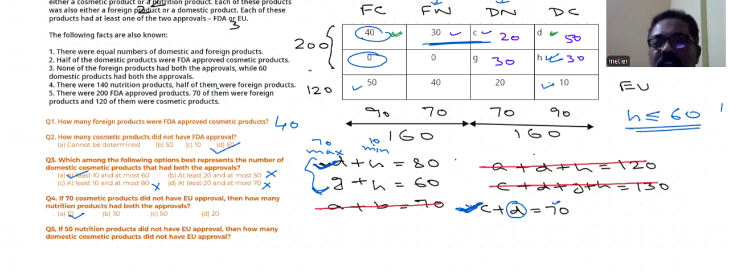Before marking the answer, I just wanted to have a cross check here whether the sum is coming 200 or not. 40 plus 30, 70, 70 plus 20, 90, 140, 140 plus 30 plus 30, 60. It is 200. Done. Now the question they are asking: how many domestic cosmetic products did not have EU approval? Domestic cosmetic, EU approval it is not there, so first row only. So our answer is coming as 50.